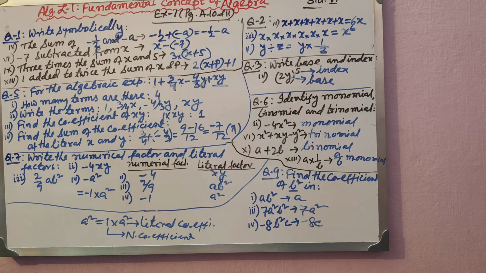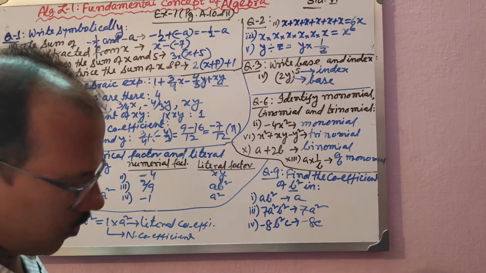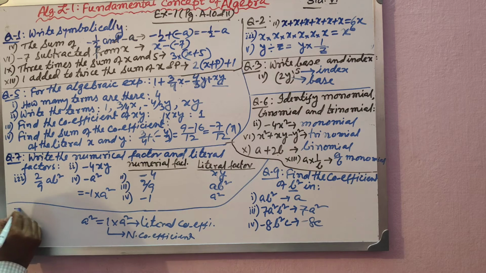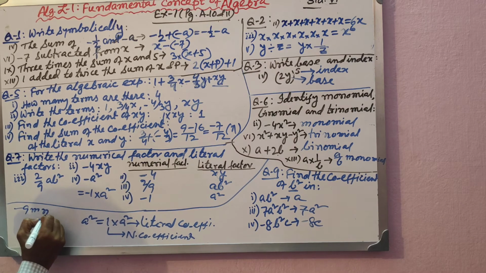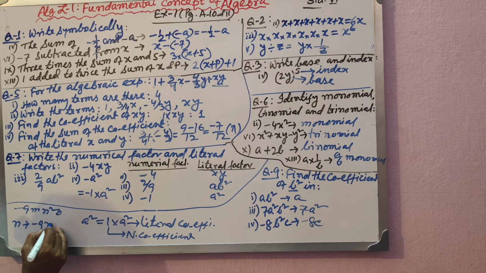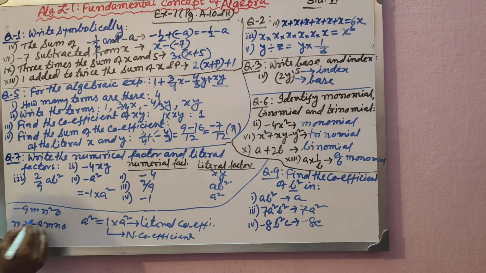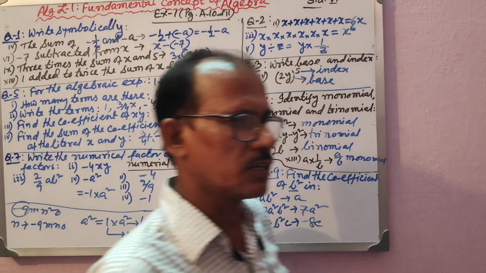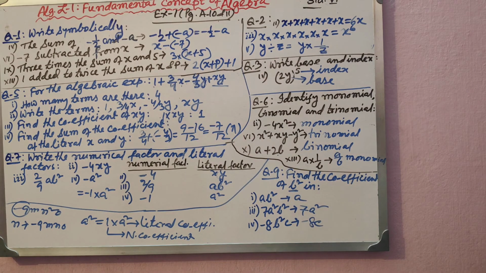You will understand. Coefficient means remaining factor. Suppose you have got an expression like minus 9m n square o. So what is the coefficient of m? It will be minus 9, leaving m, n square o are there: minus 9 n square o. Could you understand me? What is the numerical coefficient? Minus 9. What is the literal coefficient? m n square o. I hope you have understood. I will do the remaining sums in the next video.